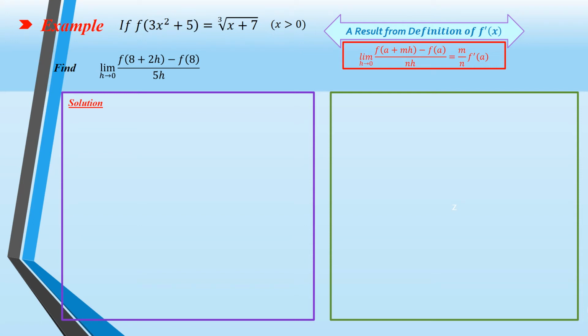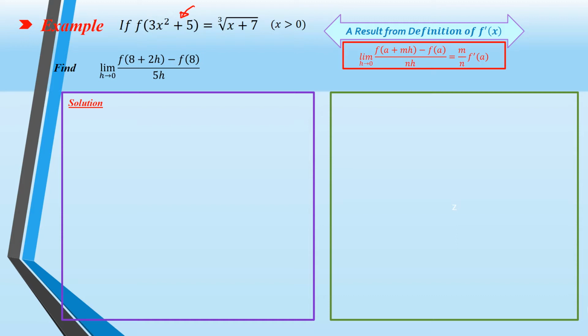Hi everyone, in this example we have a mix between the definition of the first derivative and the chain rule. So you have f of 3x squared plus 5 equals the cube root of x plus 7, where x is greater than 0. So here we have a composite of two functions.